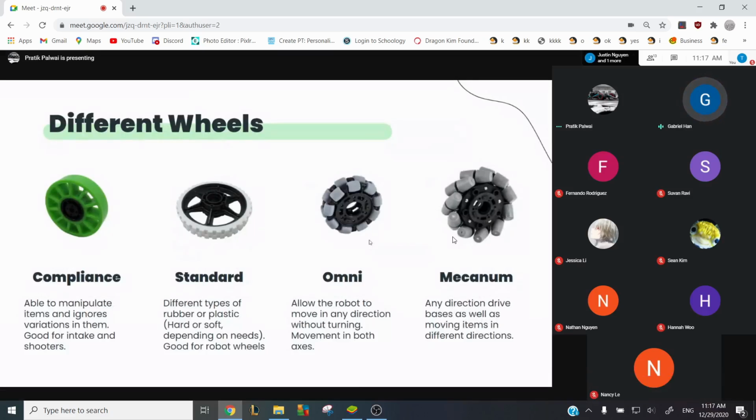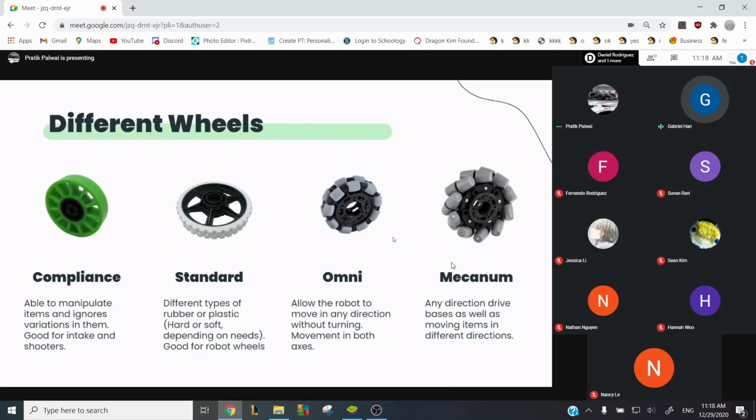All right, so in FRC, we use a bunch of different types of wheels. So I've listed the most common ones here. So compliance wheels are able to manipulate items because they're kind of squishy. They're made of rubber usually, and so they're good for manipulating items because if your items change shape, then it will also be able to ignore the variations in them. So they're usually good for intakes or shooters or something like that.